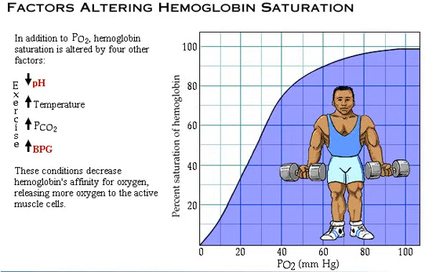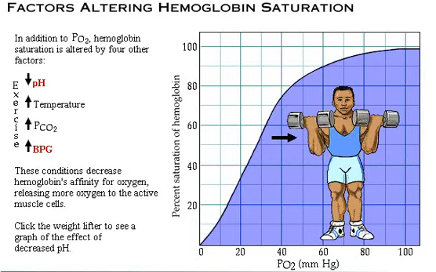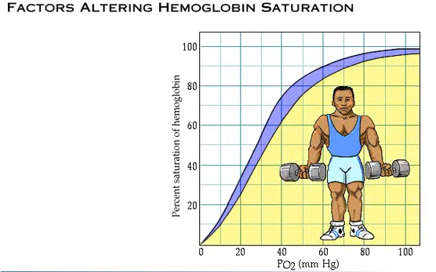As an example, let's look at a graph of the effect of decreased pH on hemoglobin saturation. Click the weightlifter to see this new graph. Let's look at a typical PO2 of active muscle, 20 millimeters of mercury. At a normal blood pH, hemoglobin releases 65% of its oxygen to the muscle cells and remains 35% saturated.